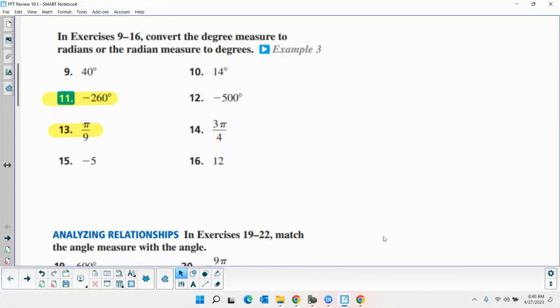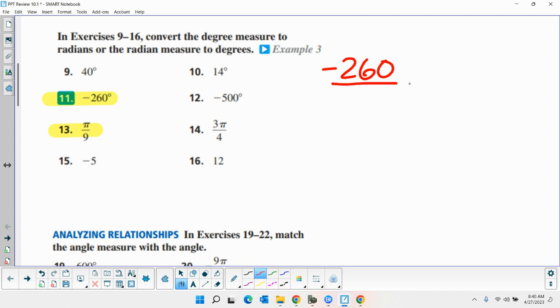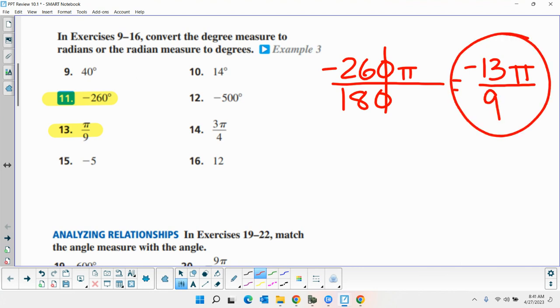Okay, so how do I change from degrees to radians? What did I tell you to do? Correct. Like that. Those cancel. What number goes into 18 and 26? 2. Negative 26 divided by 2 is negative 13. 18 divided by 2 is 9. That's how it should look.